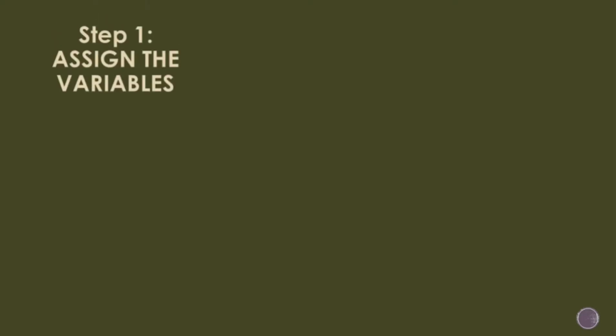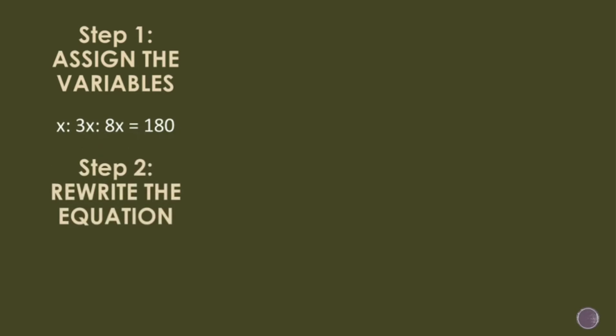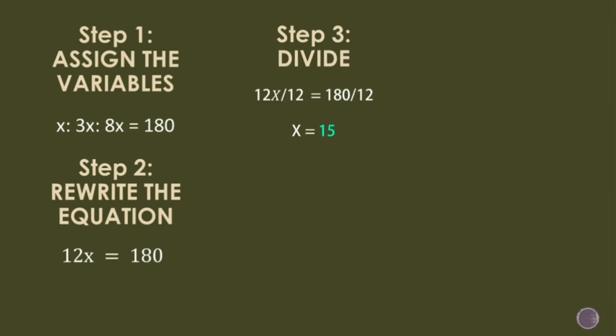Just like what we did in the second example, we must assign the variables, meaning the measures of these angles can be written as x, 3x, and 8x. Also, remember that the sum of the three interior angles of a triangle is equal to 180 degrees. And that can be written as x plus 3x plus 8x is equal to 180. Now, let us solve for x. 12x is equal to 180. Then, we divide both sides by 12. x is equal to 15.